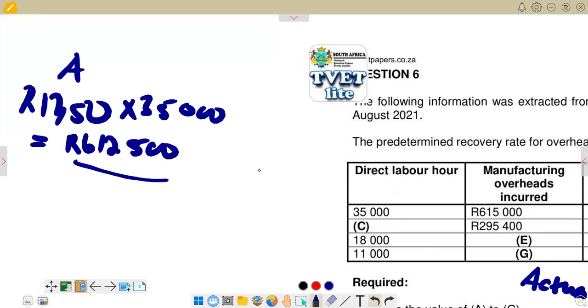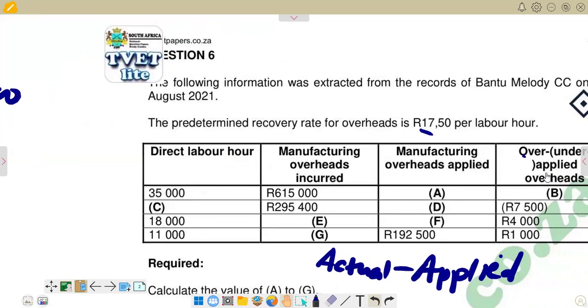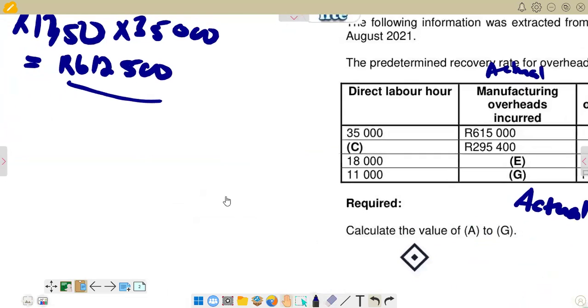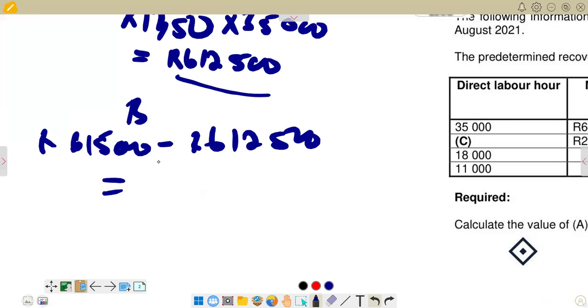Then we can see what we have on B. Remember, we've got a formula that we devised, saying to find our B, we say actual minus applied. So basically, this is our actual, and this is our applied. So we say 615,000 rands minus the figure that we got for A, 612,500, and then we get our B. If you calculate that, you see that the first figure is greater than the second one, so it's going to be a positive 2,400, which indicates it's an over according to the description that we're given. So this is our B.